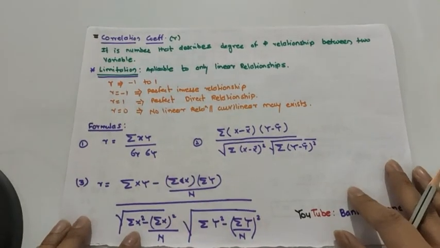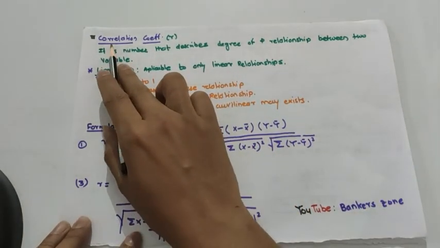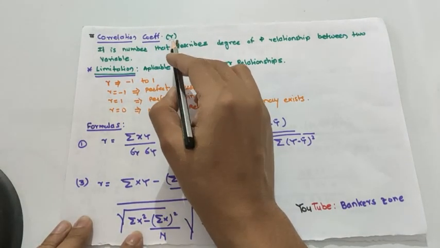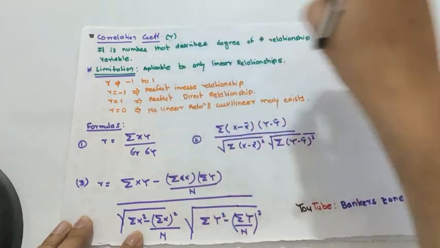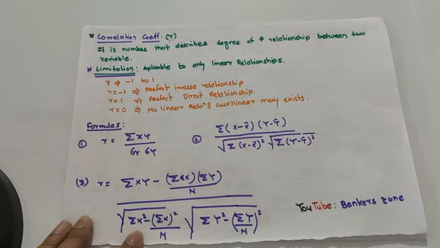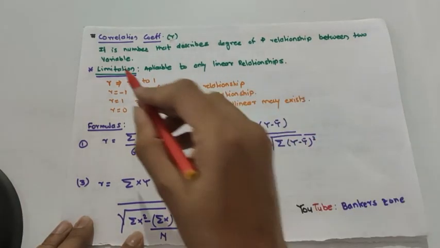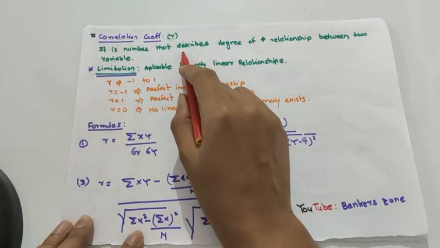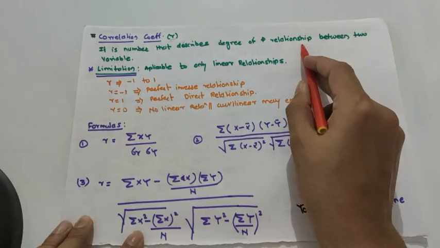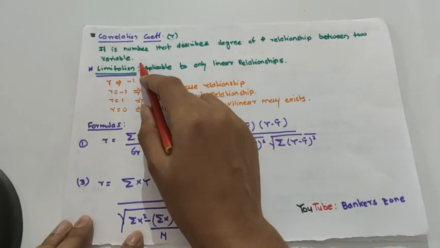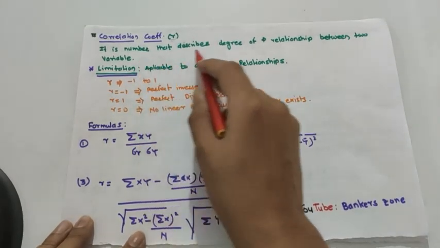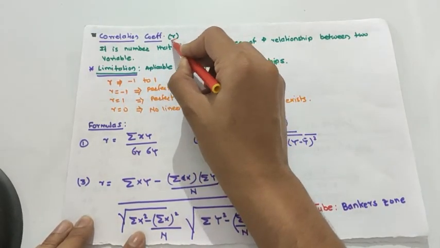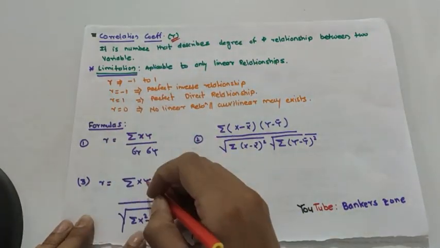Now see, what is a coefficient of correlation? The correlation coefficient is denoted by small r. See friends, it is a number. It is the number that describes the degree of relationship between two variables. It means how the two variables are related is described by the correlation coefficient. The correlation is described by its coefficient, that is r.